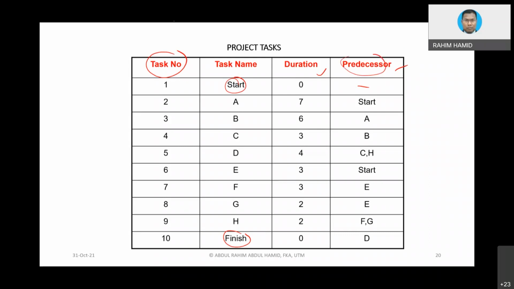For instance, for activity A, the predecessor is start. We simply cannot use the word start. We need to use the ID. So what is the ID for start? It's basically 1. For B, the predecessor is A, so A is basically 2. For C, the predecessor is B, and B is basically 3. Microsoft Project uses the ID, but for our class, for easy reference, we normally do not show the task ID; we simply use the predecessor based on the task name.